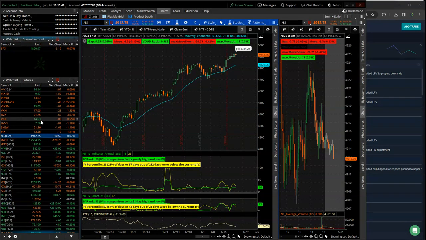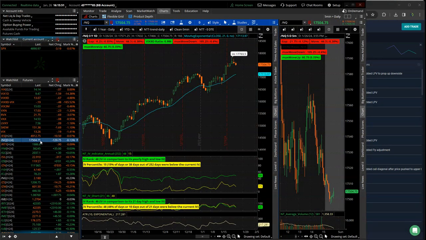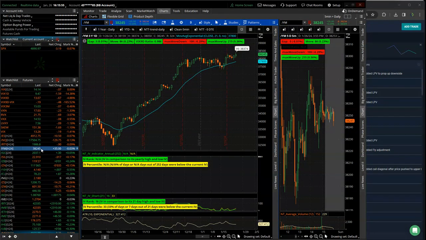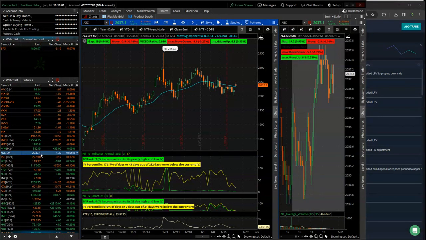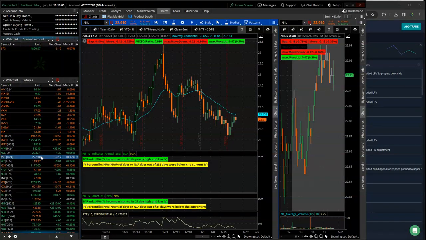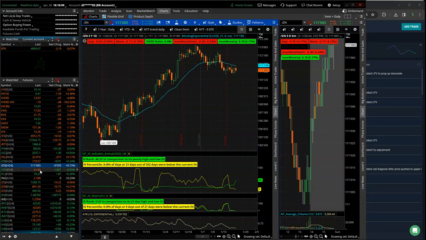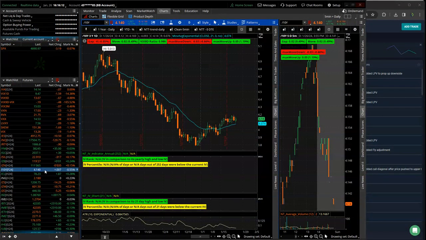S&P kind of grinded higher. NASDAQ a little up and down. Russell kind of sideways. And the Dow ended the day with a new all-time high. Gold, a little choppy to sideways. Silver ended a little bit higher. Notes and bonds, kind of choppy sideways. 10-year yield settling in at 4.14, sideways for the week.